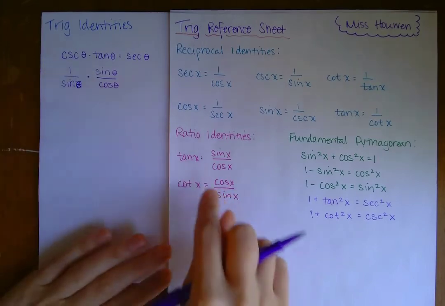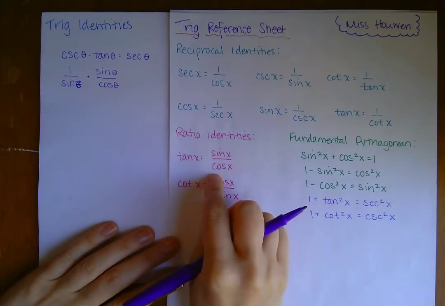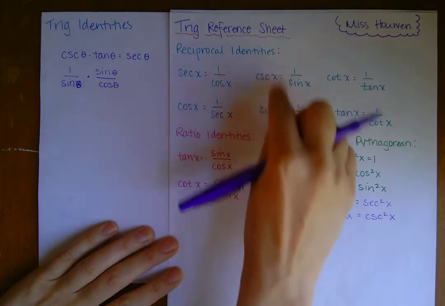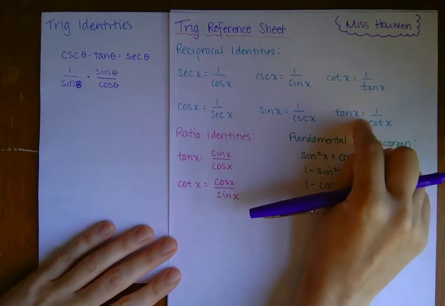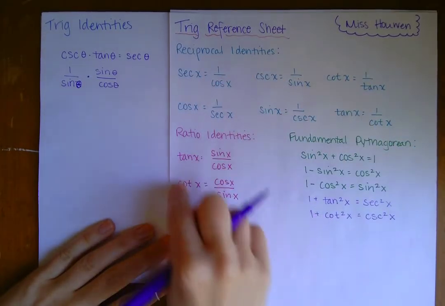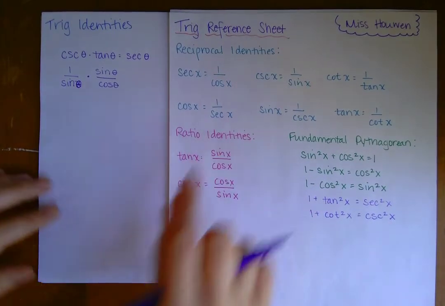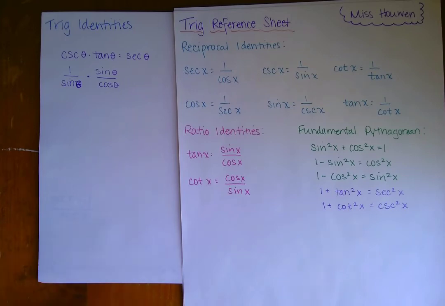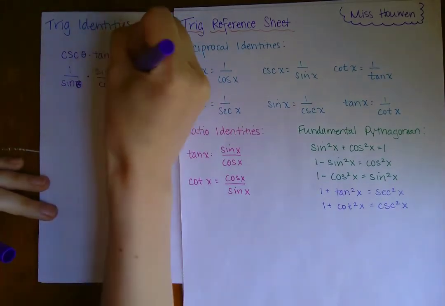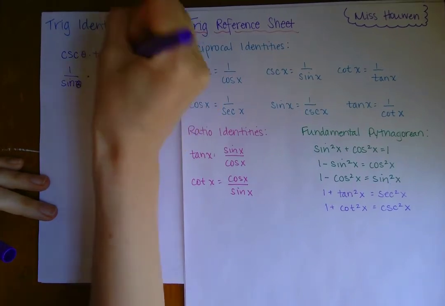So again, it's usually more useful to use the ratio identity for tangent. Sometimes we get into using the reciprocals and we forget about the ratios. I would say that your gut instinct when you see tangent would be to use this one. So finishing up this problem, we're trying to see, is that equivalent to secant theta?